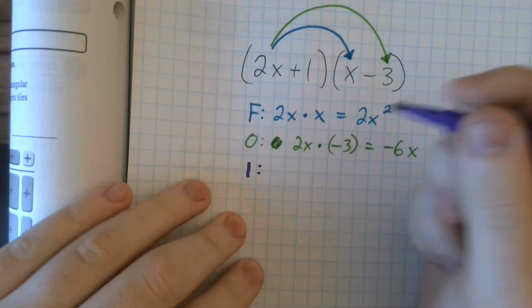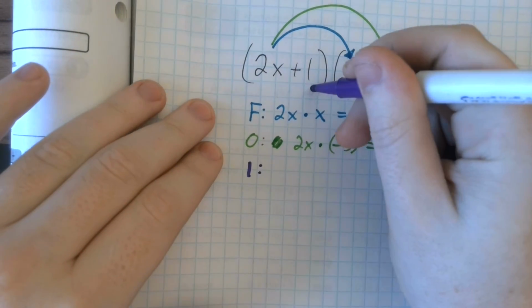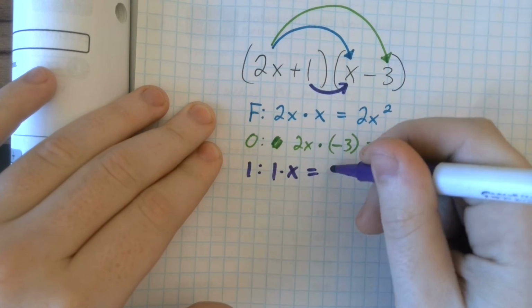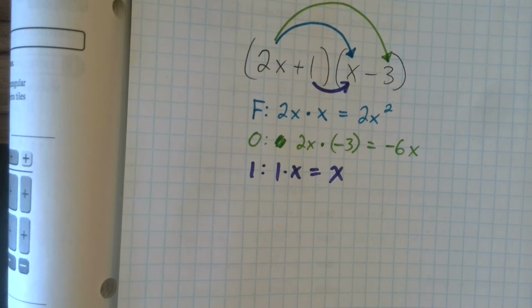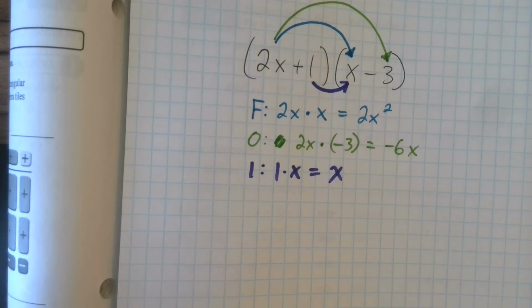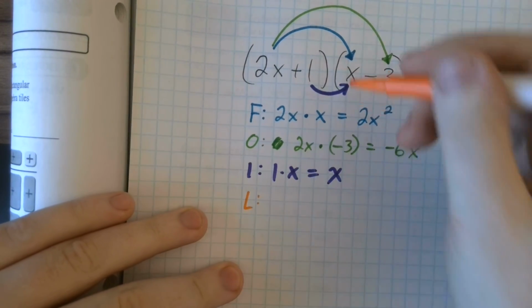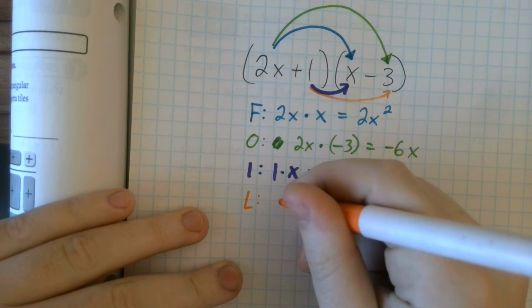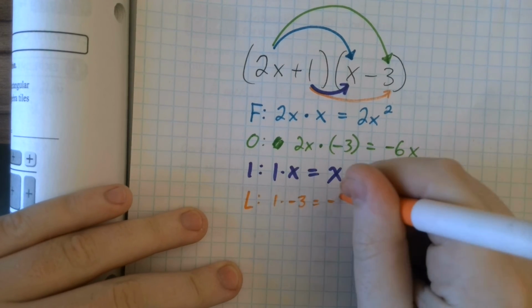The I in FOIL stands for inner, so let's do the innermost terms, the two that are closest to the middle. 1 times x. That's a little easier. That's just x, 1x. Finally, we do L, the last terms. 1 times negative 3 is just negative 3.